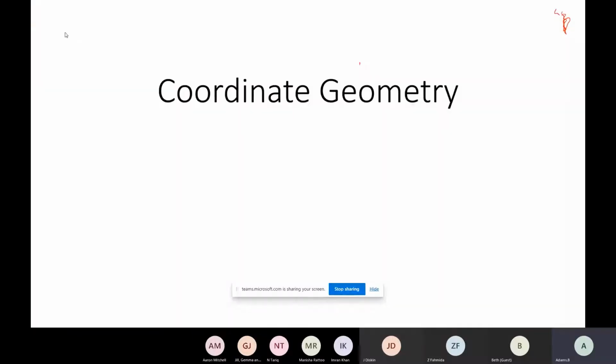Okay, so coordinate geometry. I chose coordinate geometry because it's a topic that goes right the way through all the key stages from year 7 to A level. And every maths teacher in some way, shape or form comes across coordinate geometry.